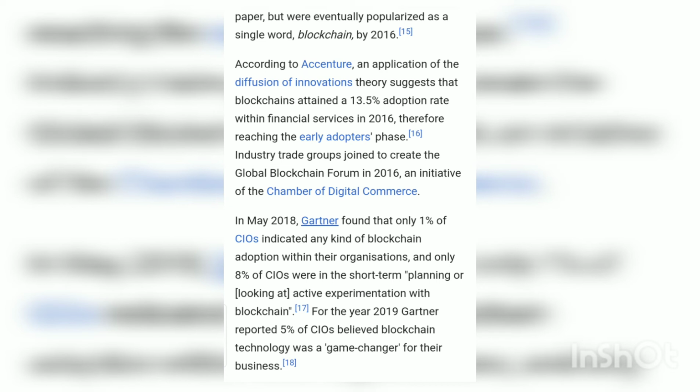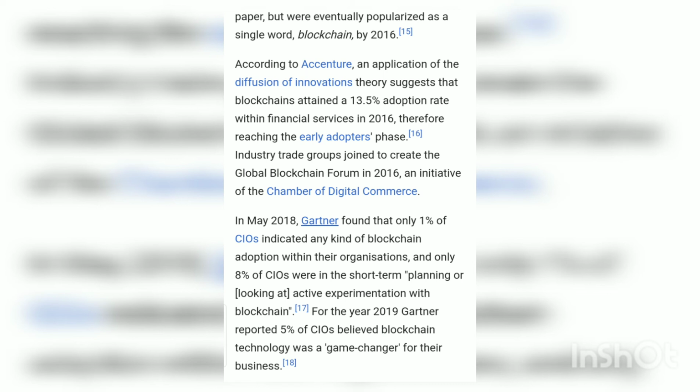According to Accenture, an application of the diffusion of innovations theory suggests that blockchains attained a 13.5% adoption rate within financial services in 2016, therefore reaching the early adopters phase. Industry trade groups joined to create the Global Blockchain Forum in 2016, an initiative of the Chamber of Digital Commerce.